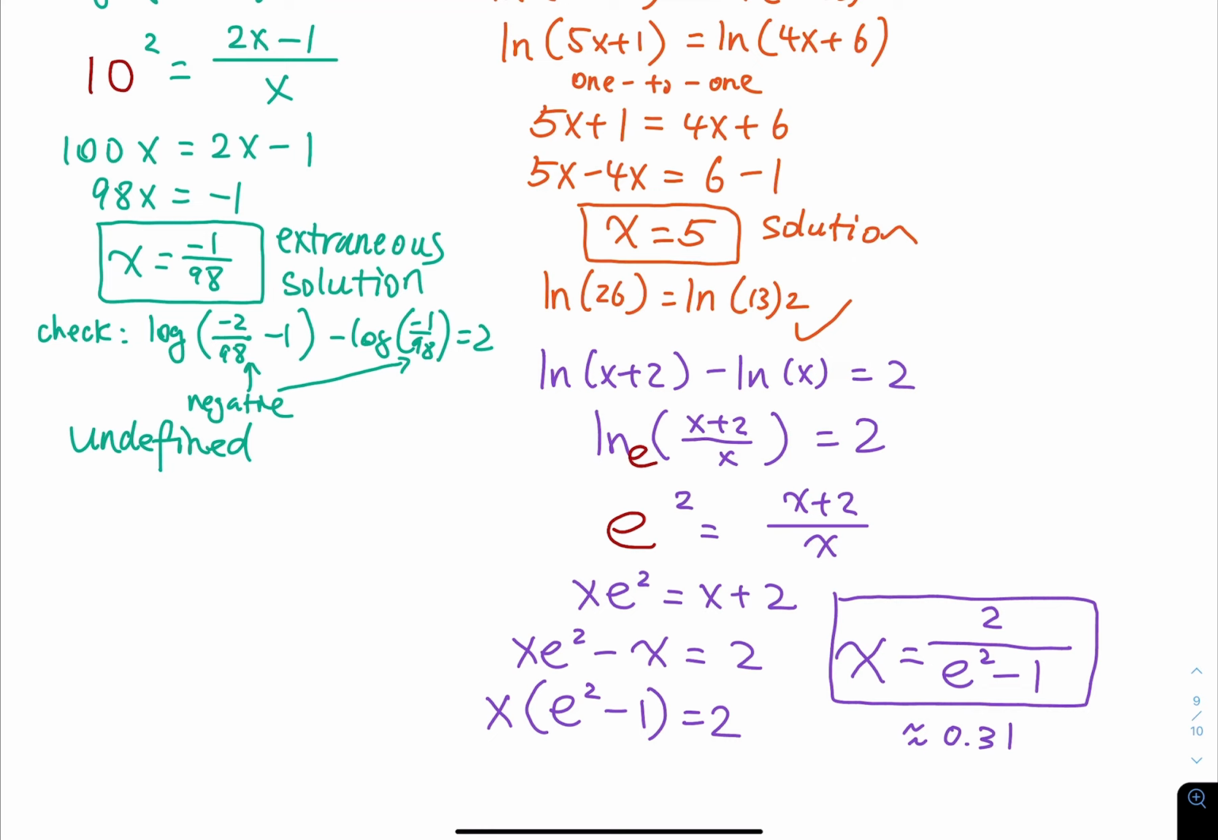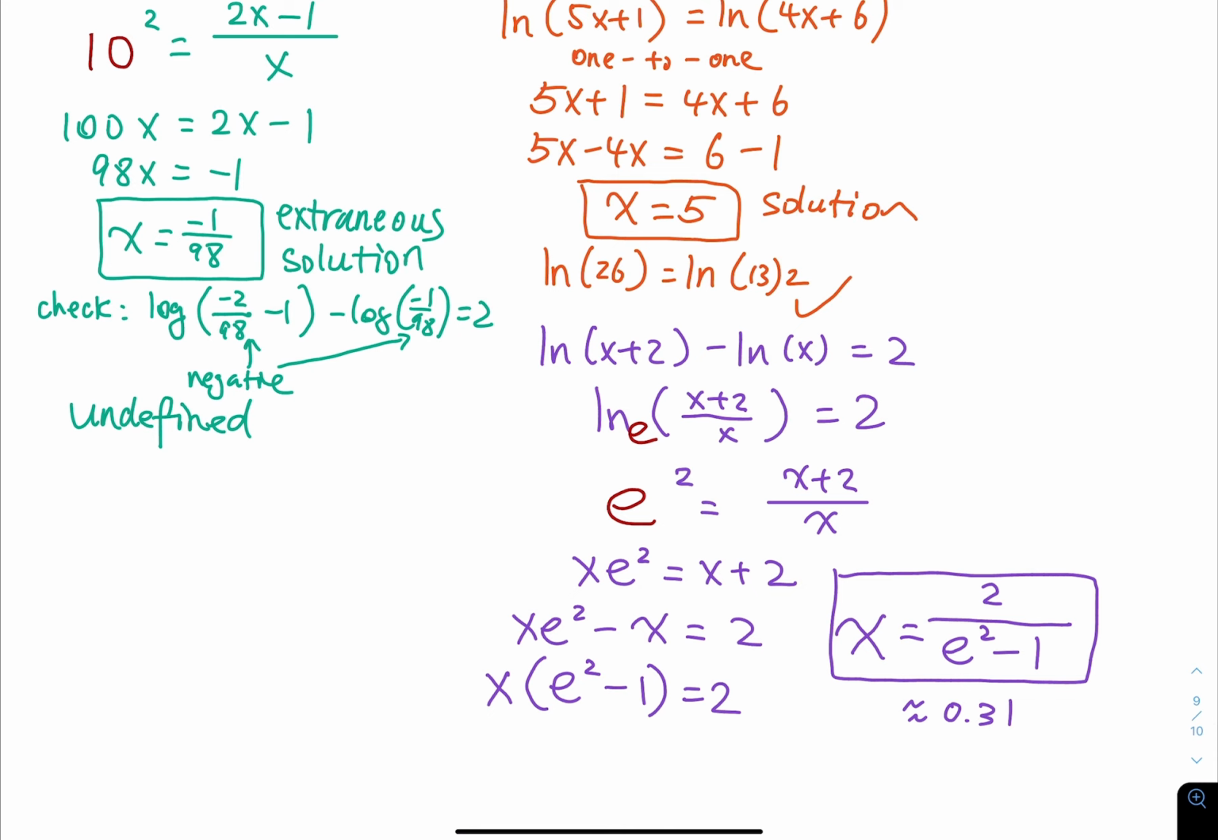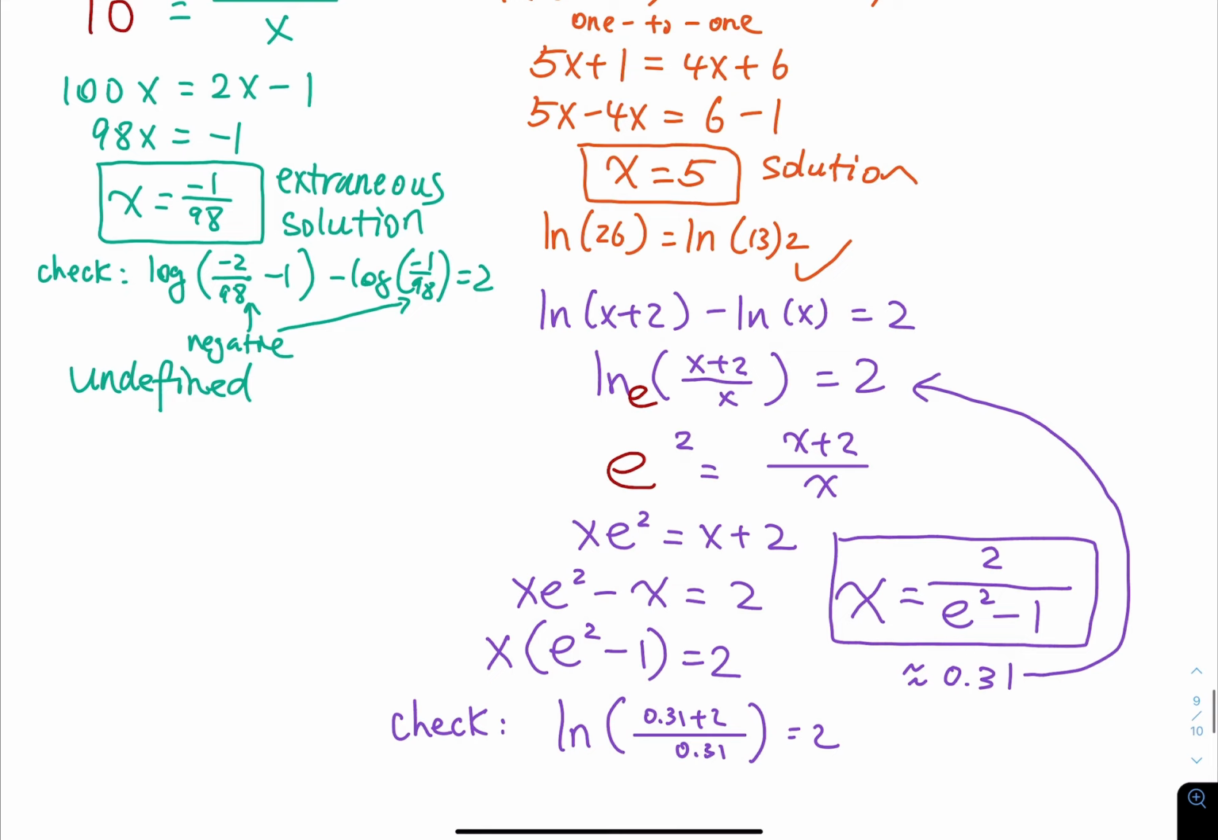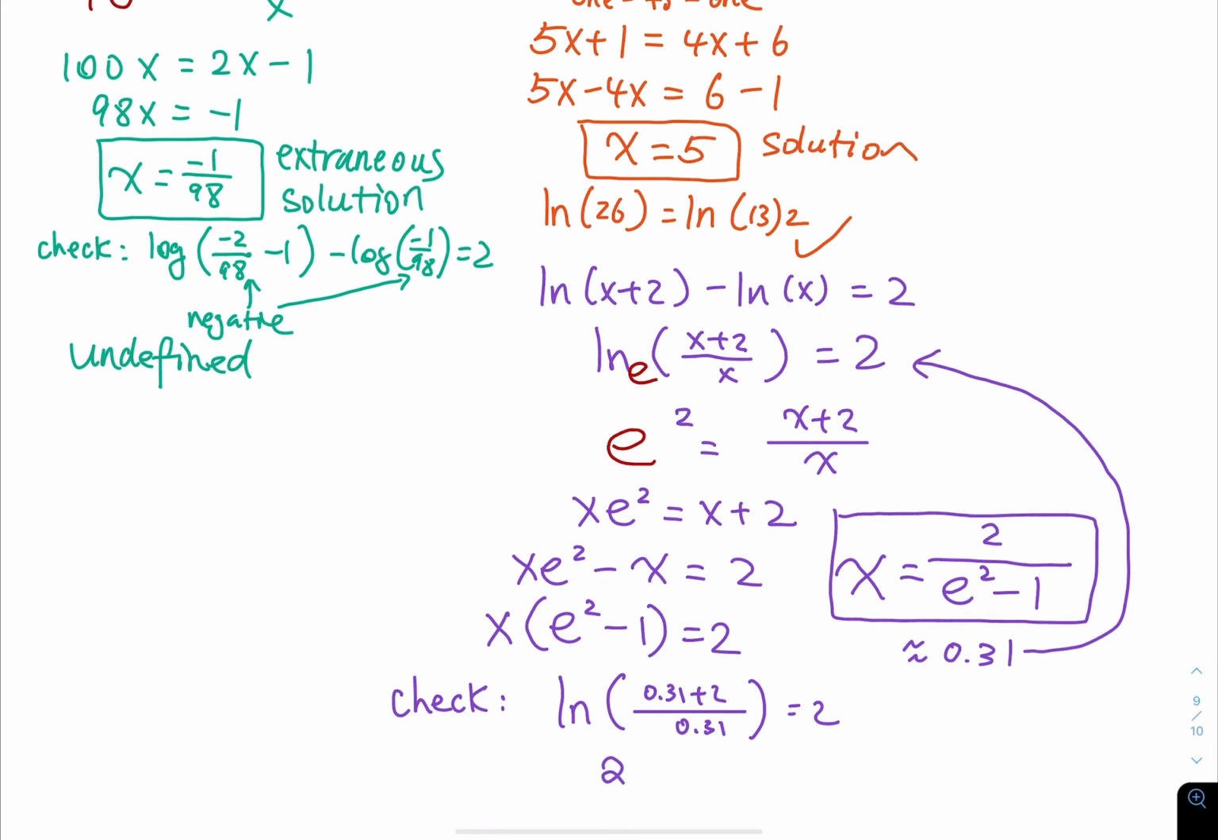And then you can plug it into the equation. You can plug it in here. So you have ln of (0.31 + 2) divided by 0.31 equals 2. So this is a check. Since you use an approximation, it is not going to be exactly the same, so this one I end up with 2.0084 equals 2. I accept that because the 0.31 is an approximation. So therefore, we can call this a solution to the logarithmic equation.